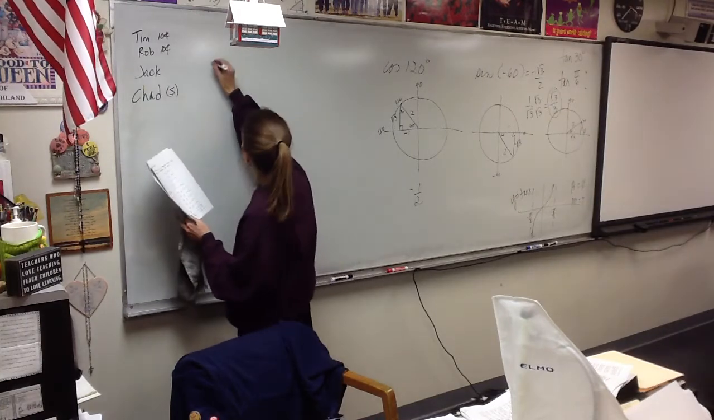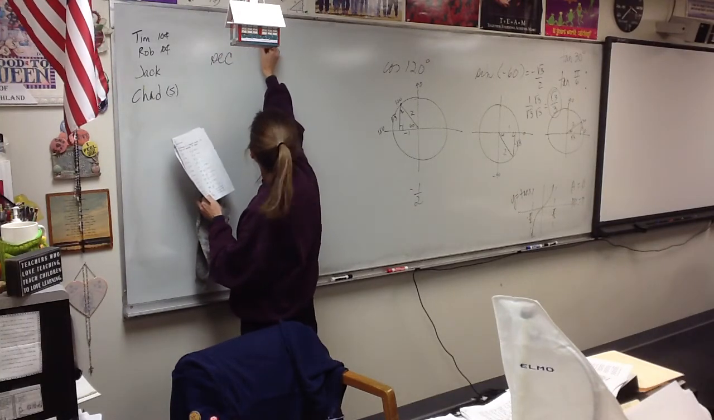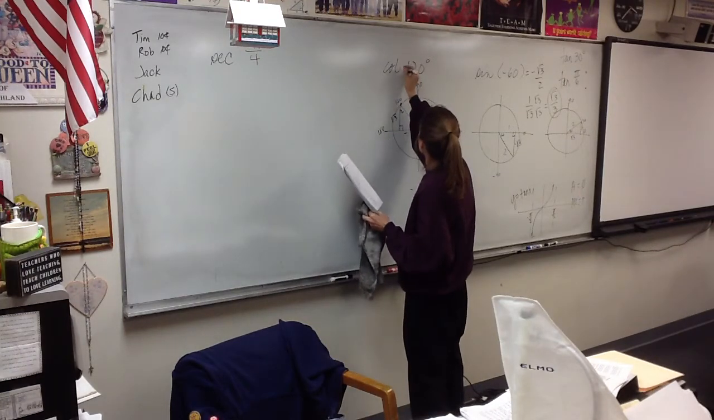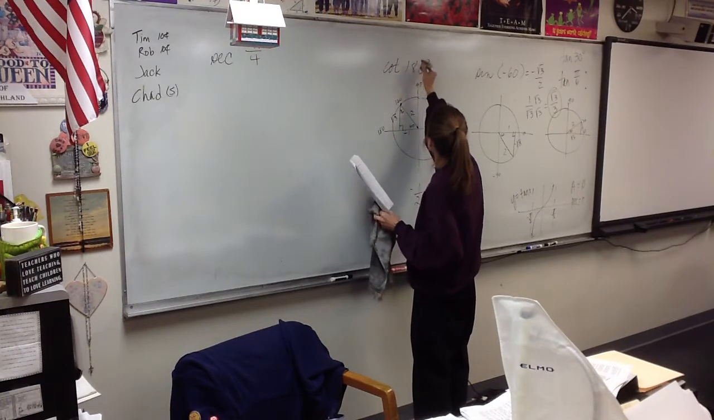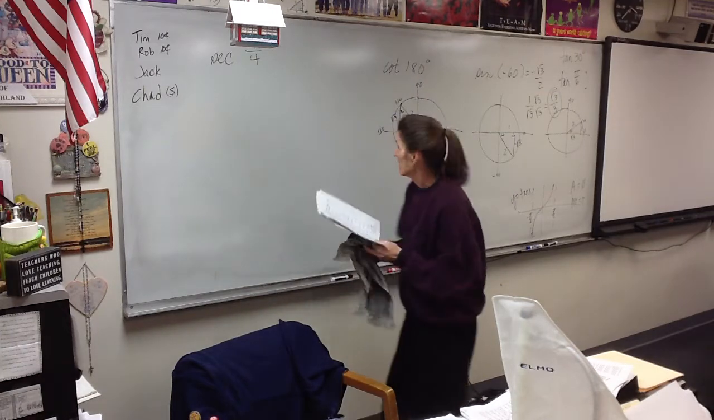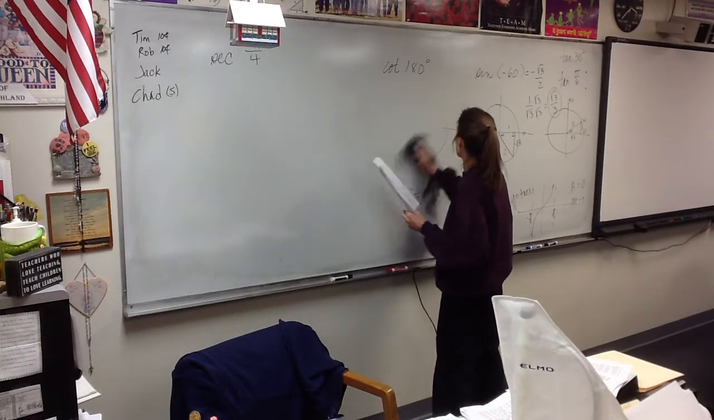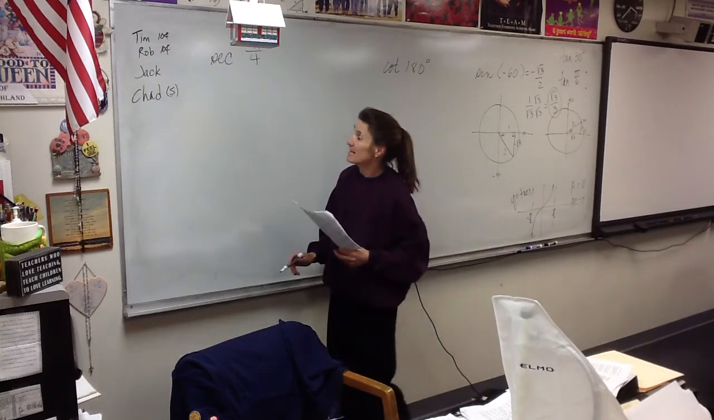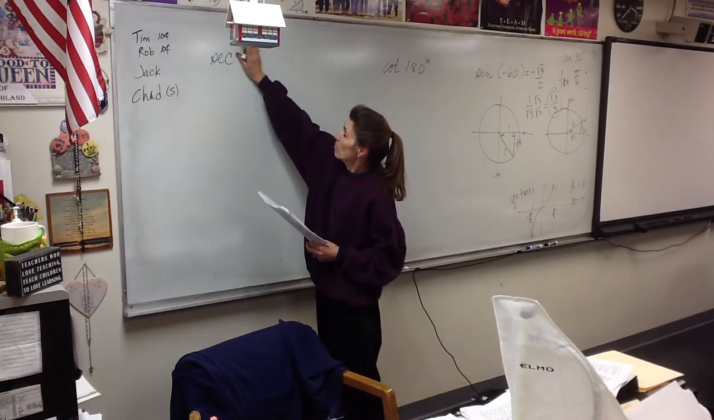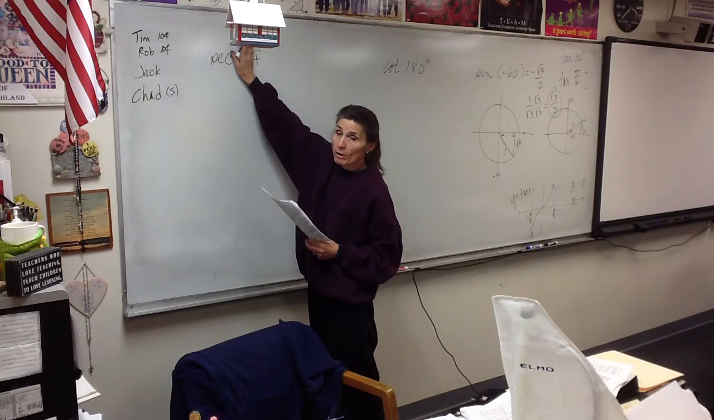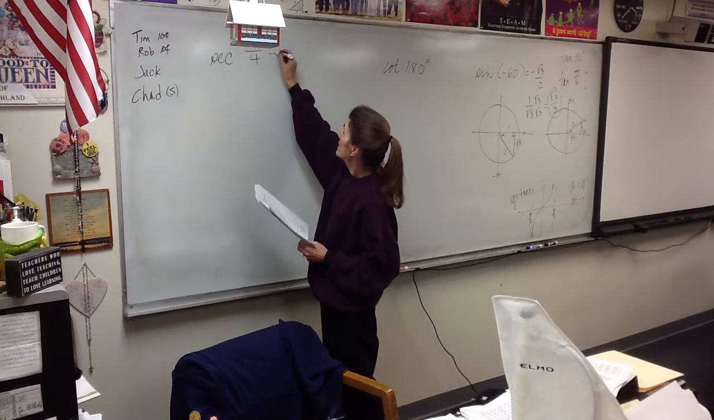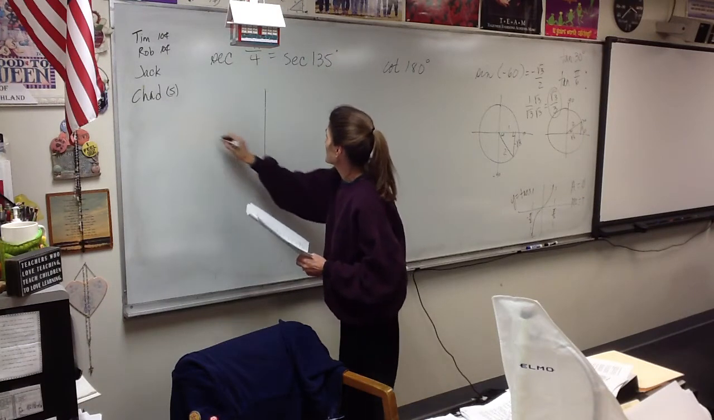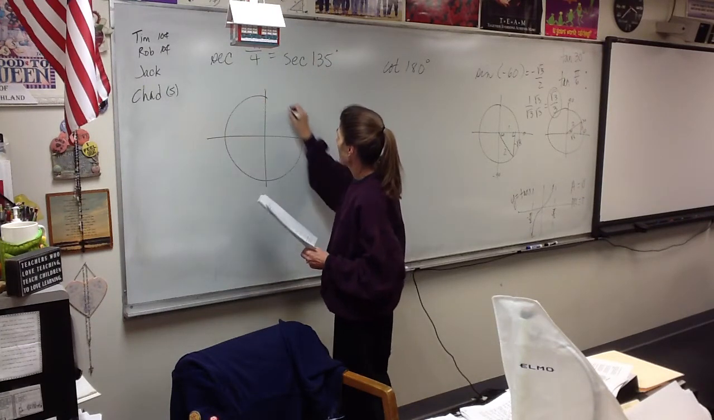Number 24 is the secant of 3 pi over 4. The secant of 3 pi over 4. All right, let's do what we did before. Let's get that guy changed into degrees. So pi is 180 divided by 4 is 45 times 3 is 135. So we're going to find the secant of 135 degrees.